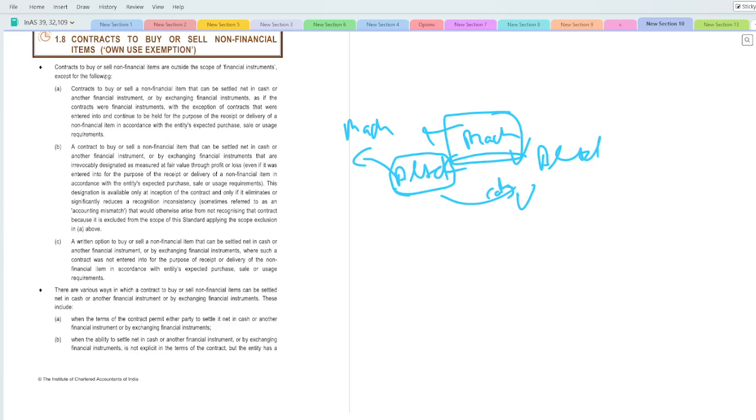So contracts to buy or sell the non-financial items are outside the scope of the financial instrument first. ठीक है, अगर वो ओन यूज़ के लिए होता है तो वो आउटसाइड द स्कोप ऑफ द फाइनेंशियल इंस्ट्रूमेंट हो गया because this leg is your non-financial item. Contract to buy or sell the non-financial item except the following, it is mentioned. Now exception देखते हैं क्या बोल रहे हैं. तो इन exception में इसको financial instrument बोला जाएगा.